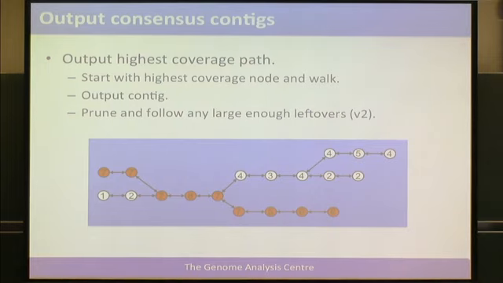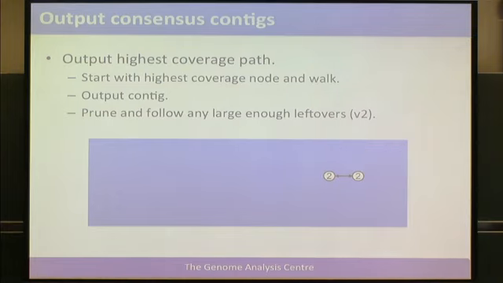In the original version of this, that was all we did for each subgraph. We just removed that contig. We now remove that contig and then look at the leftovers as well. If there are any big enough subgraphs left over, we'll walk those as well. This graph's too small, so we might remove that. But this graph might be big enough, so we'll output another consensus contig from here, again taking the highest coverage node and walking a path through it, outputting a contig and clipping that. And then this final subgraph is maybe too small as well.